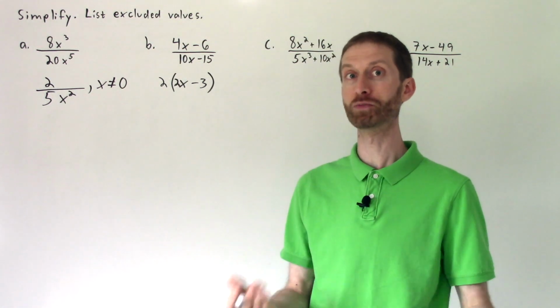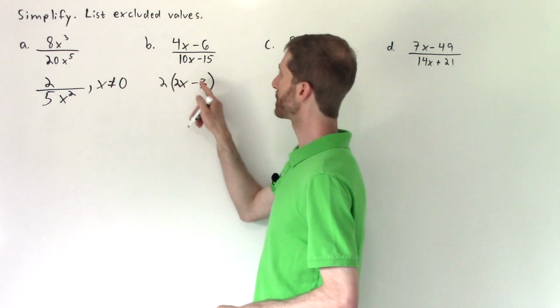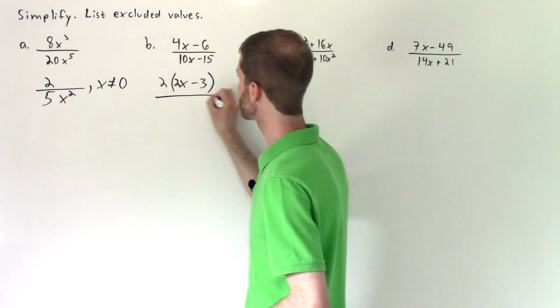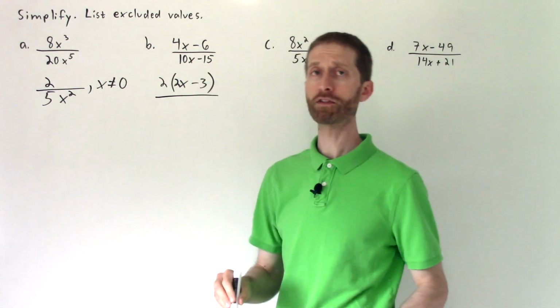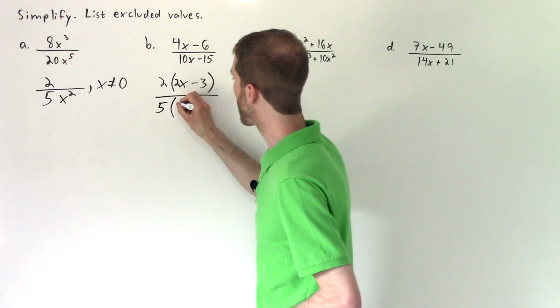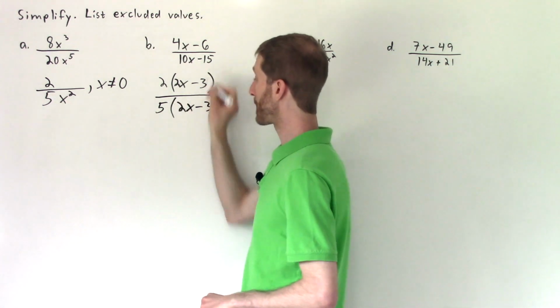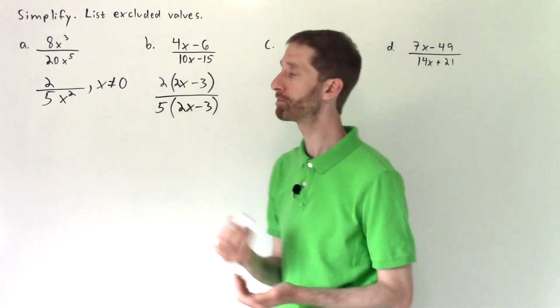I'm going to assume that you know how to do that. So 2 times 2x is 4x, 2 times negative 3 is minus 6, so that's correct. Then we're going to factor out the GCF in the bottom, which is 5. So we get 5 times 2x minus 3. 5 times 3 is minus 15, 5 times 2x, yep, so we're good.